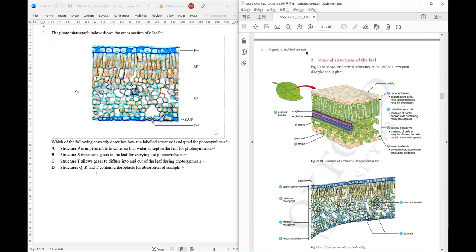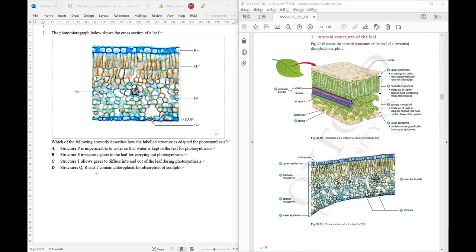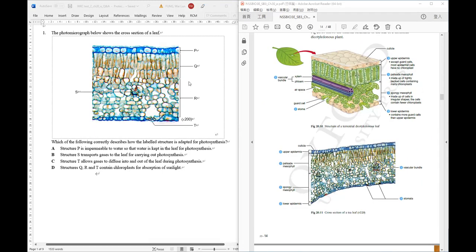This is from your textbook, page 14. And first of all, you write down the name for PQRST first. Okay, P is the upper epidermis. Okay. Q R S T.